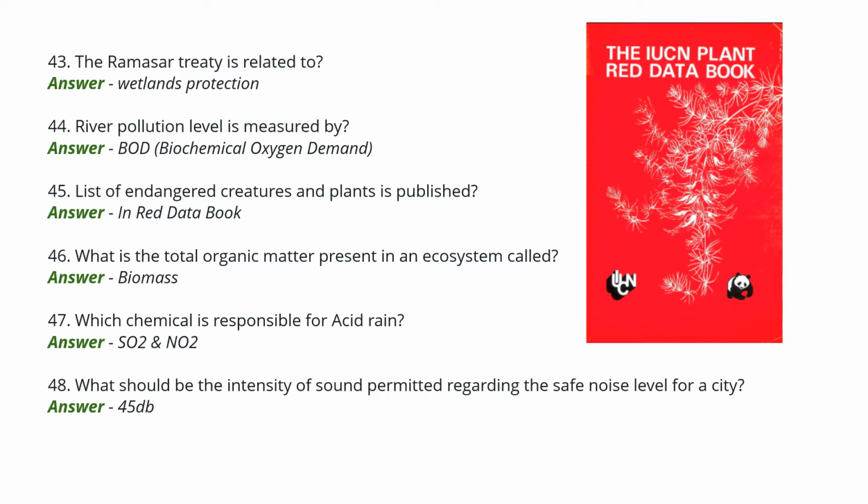Next question, which chemical is responsible for acid rain? The answer is SO2 and NO2. SO2 is sulfur dioxide and NO2 is nitrogen oxide.